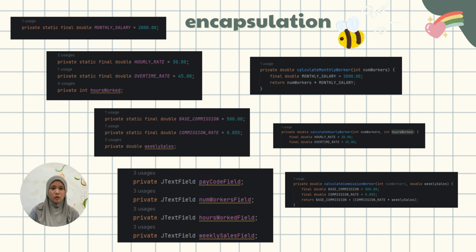Other than that, it can also be seen in the JLabel object for the total label and the text fields that are used for the pay code field, workers field, hours worked field, and weekly sales field. Let's take a look one by one. The first one is private JTextField payCodeField. This variable is of type text field and is declared as private, meaning it is accessible only within the same class.